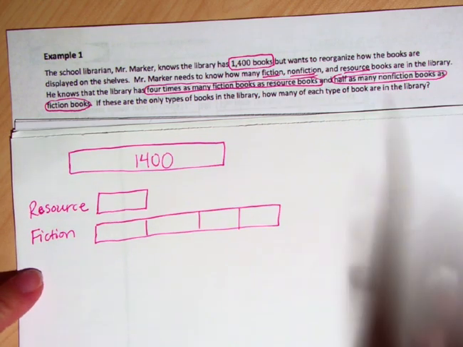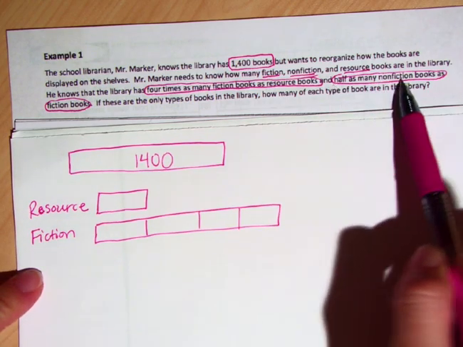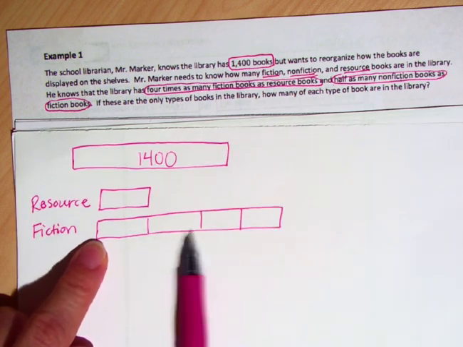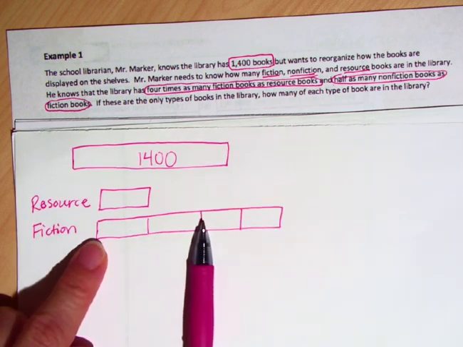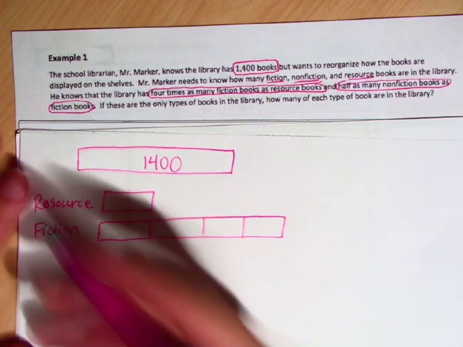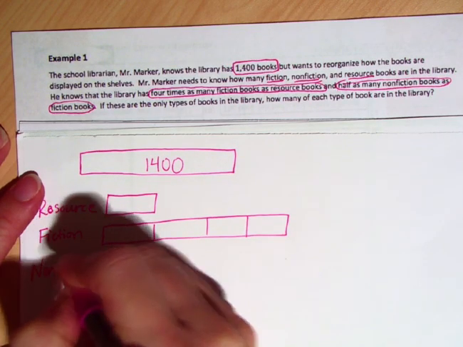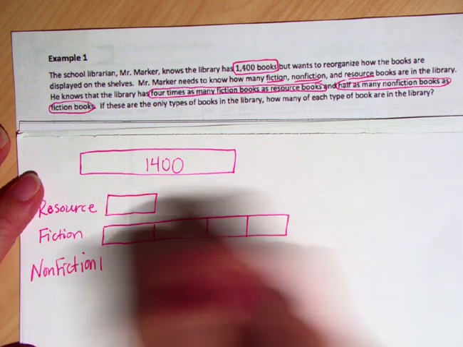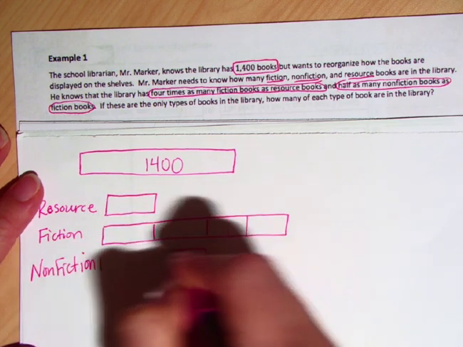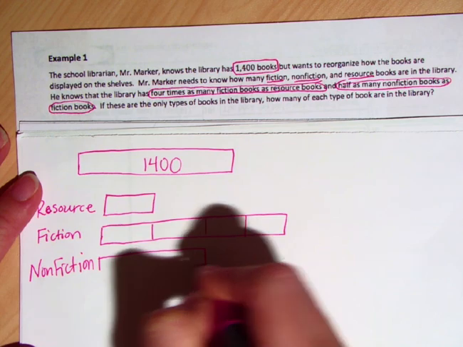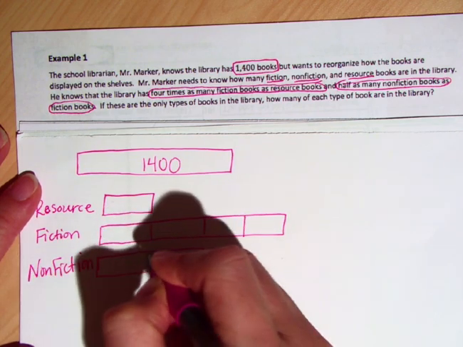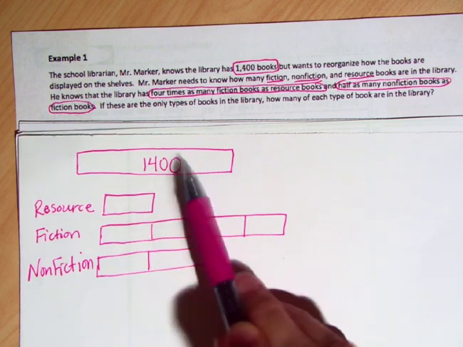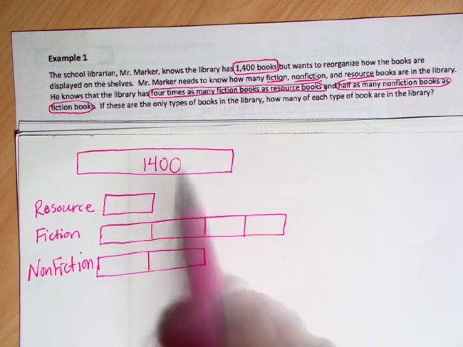Okay. There are half as many nonfiction books as fiction. So if this is fiction, we have half as many, so we're going to cut it in half. This is how many nonfiction books we have. Go to here because it's half as many. Okay, so all of these make up this. I should have made that bigger, I think.